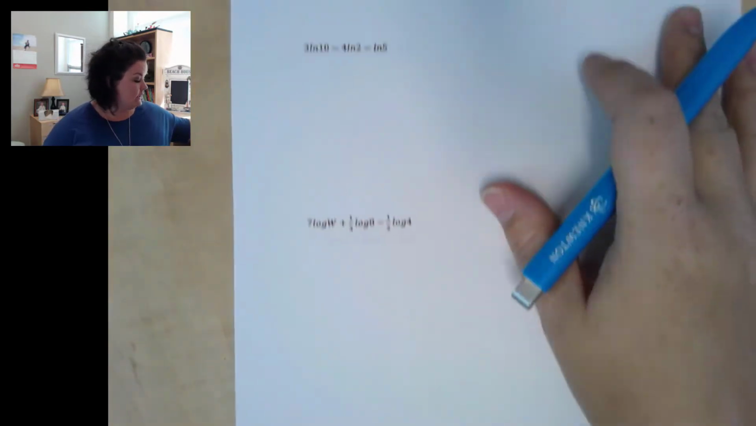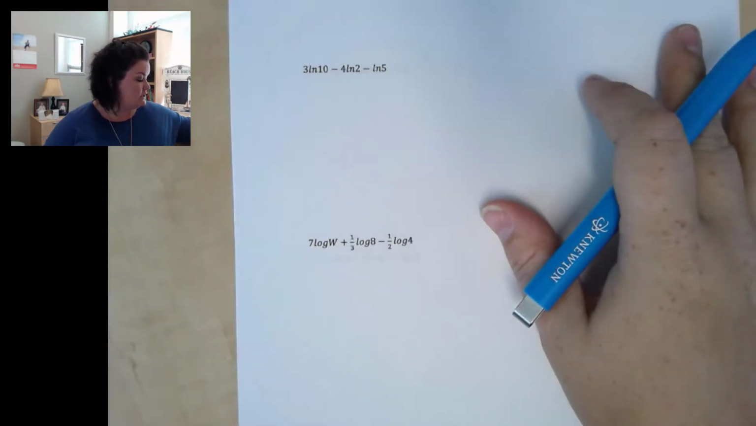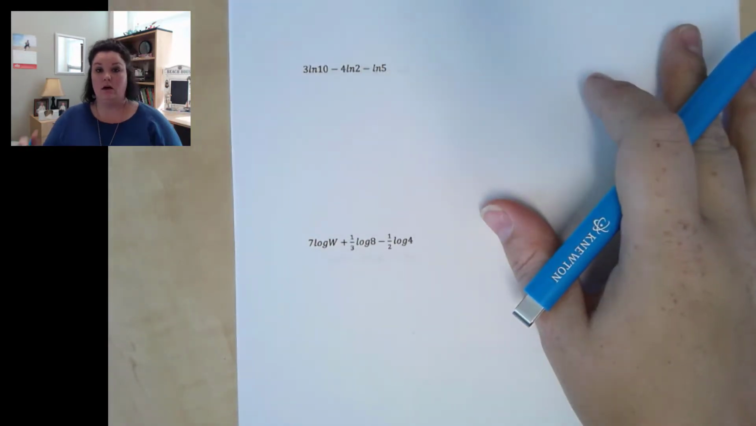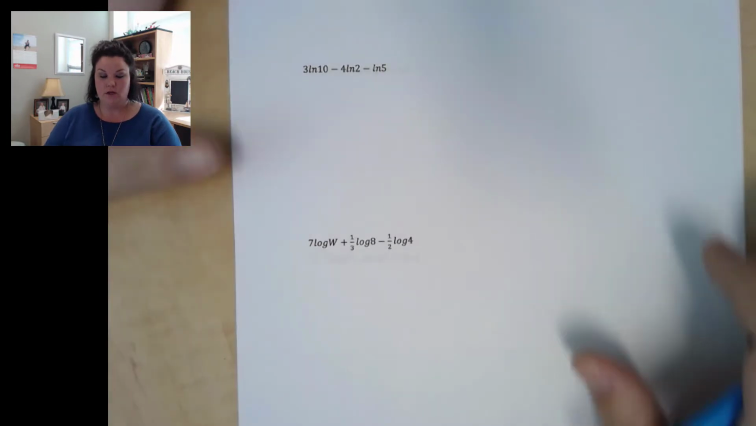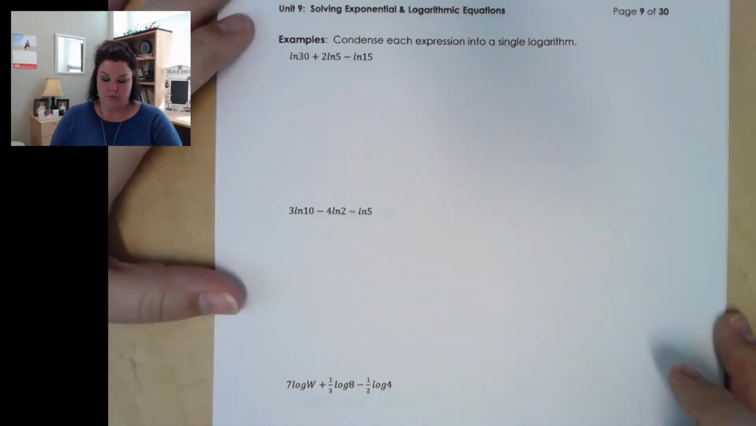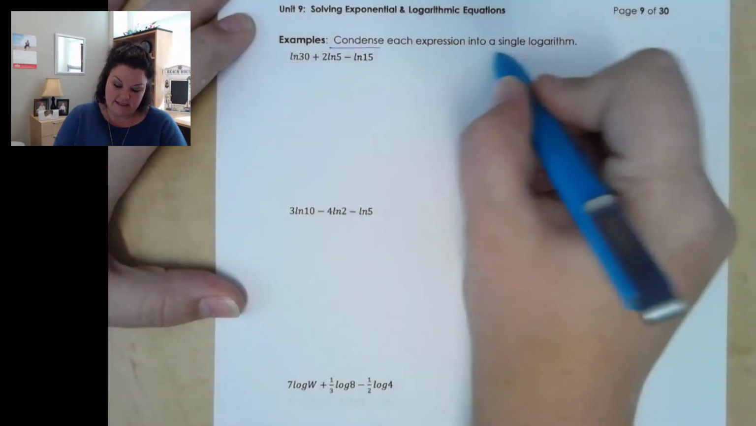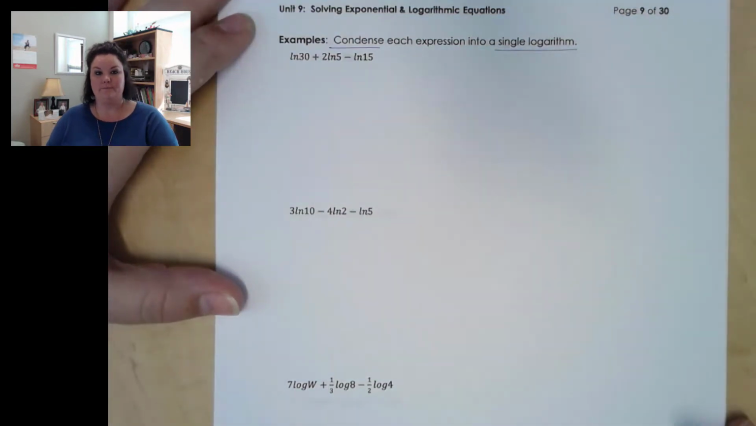All right, so all the examples we just did were taking one log and expanding it into many logs. So now we want to look at the opposite direction, where we take many log terms and condense them down into one log term. So let's look at some examples. We're condensing them into a single logarithm, okay?